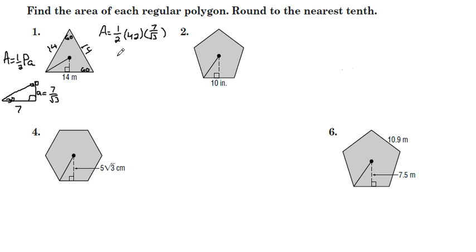So if we put this quantity in our calculator and round to the nearest tenth, it comes out to 84.9. That would be square meters.